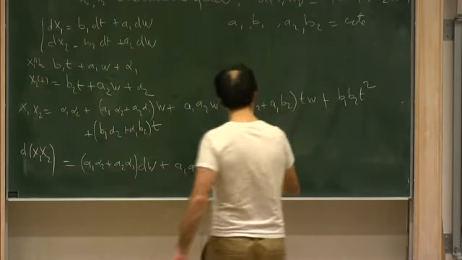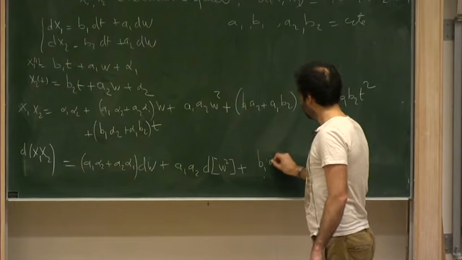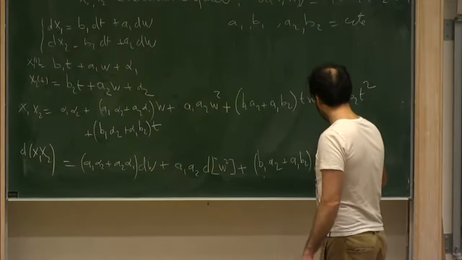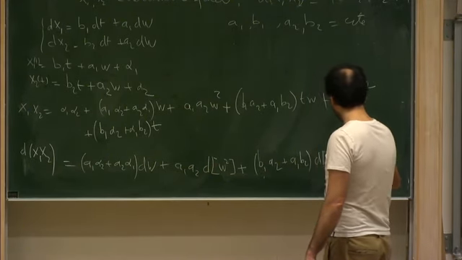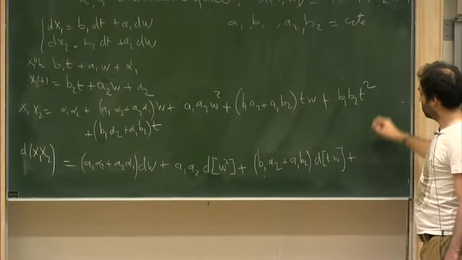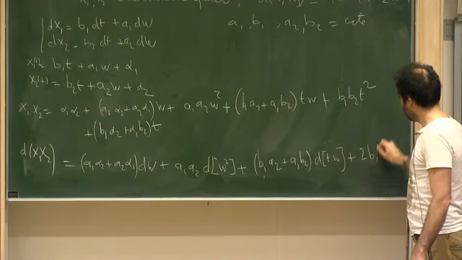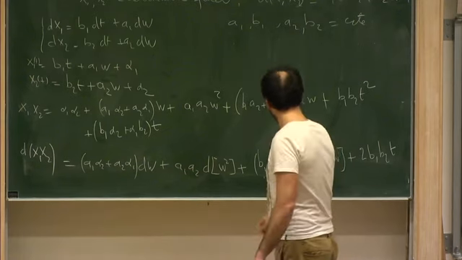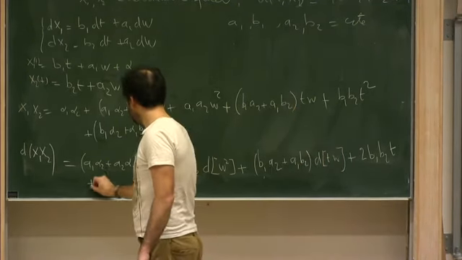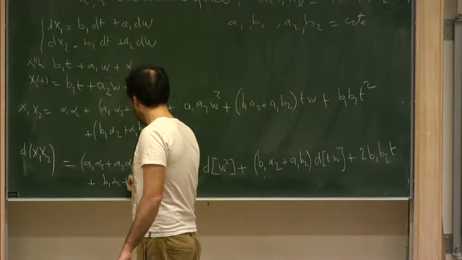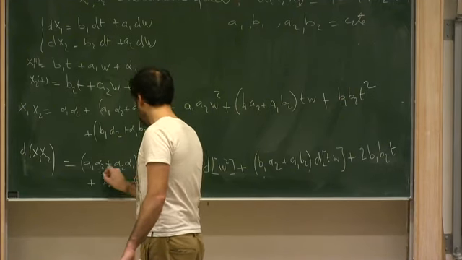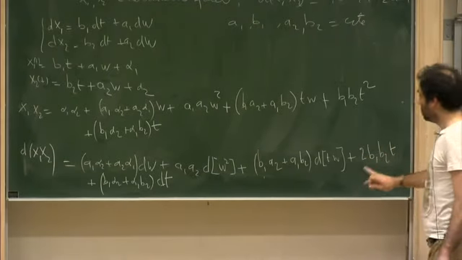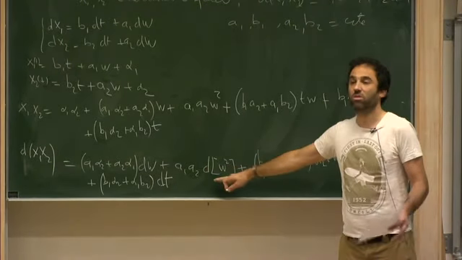I don't touch this. Again, I don't know what it is, b1 a2 plus a1 b2 t d omega. This I know because b1 and b2 are constant, and this is just 2 b1 b2 t. You differentiate this, and this is also known because this is b1 alpha 2 plus alpha 1 b2 dt. All right? I haven't made anything yet. I just wrote this d, and now we have to understand what is the meaning of this d.